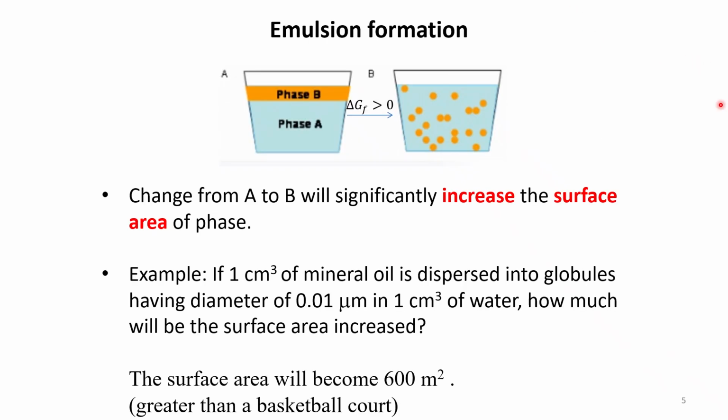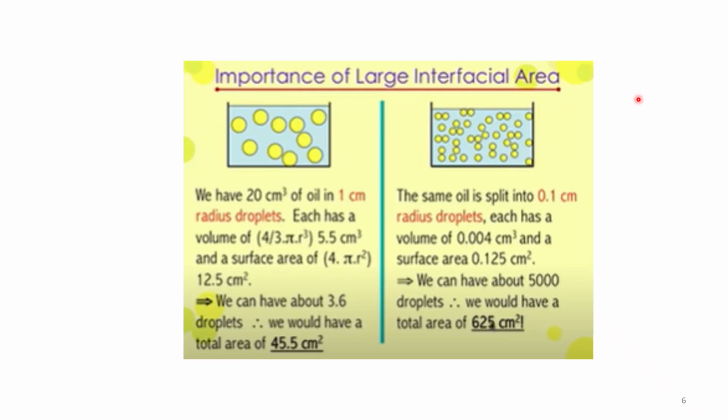Emulsion formation. When we create an emulsion, we drastically increase the surface area of the dispersed phase. For example, if you take 1 ml of mineral oil and disperse it into droplets with a diameter of 0.01 micrometer in 1 ml of water, then the total surface area increases to 600 meters square, which is a size greater than a basketball court. The smaller the droplets form, the larger the total interfacial area becomes.